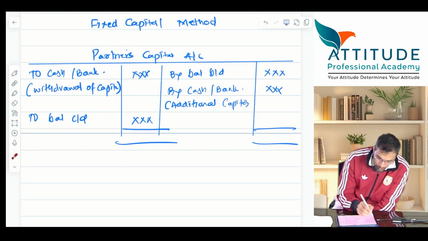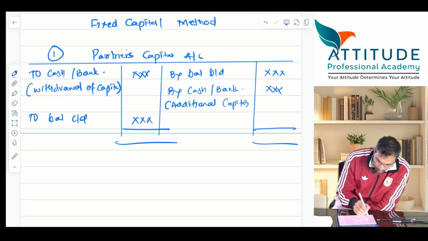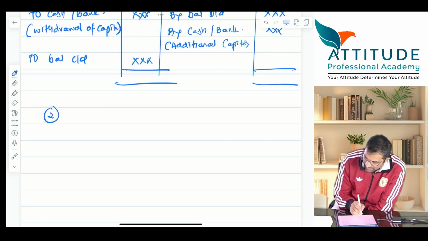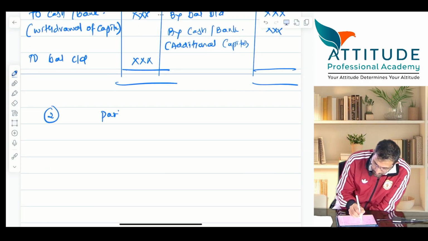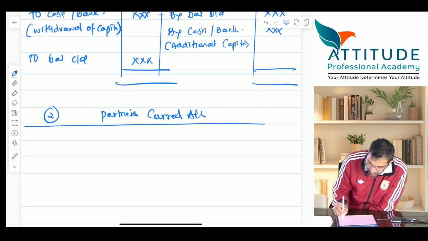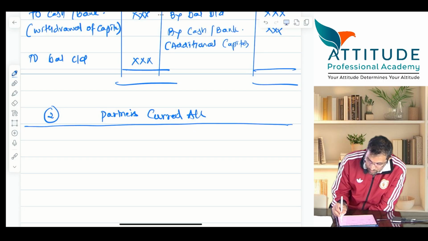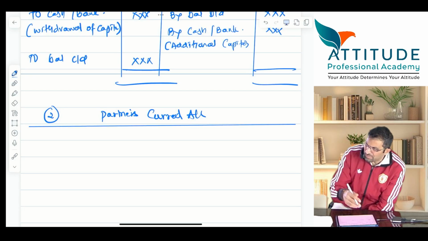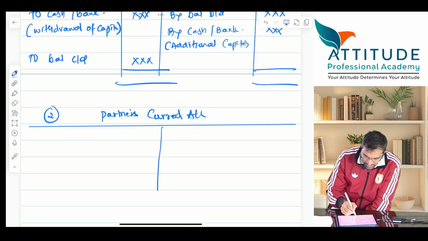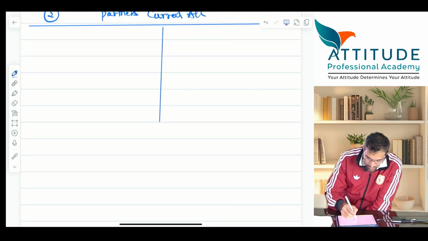Then second account, we'll open what account? This is the first account. Second account, क्या open करोगे? Partners current account. Obviously, I have to take two columns, but I have taken one column here. But two columns में same आएगा उधर. Is that clear? Obviously, more than two columns will come, but one column I'll take just for this. क्या क्या आ सकता है बोलो इधर.